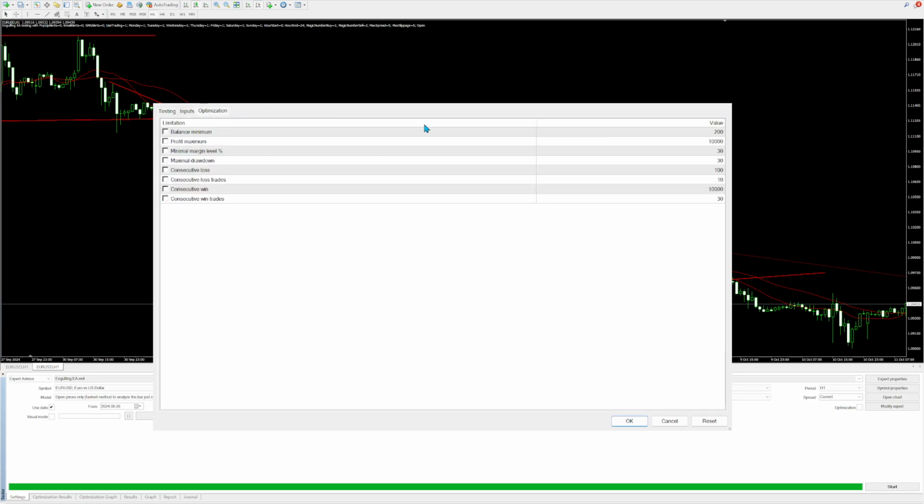Under this optimization tab here, you can select if you want to filter results by any of these settings. Okay, I leave them all unchecked usually because I just want to see good and bad results, so I know what works and what doesn't.